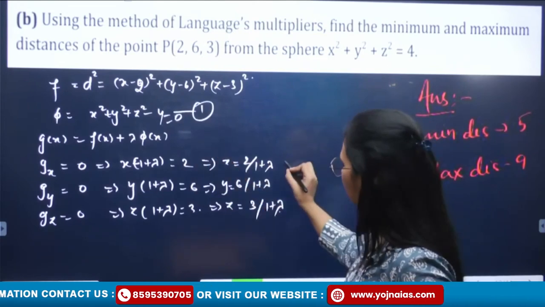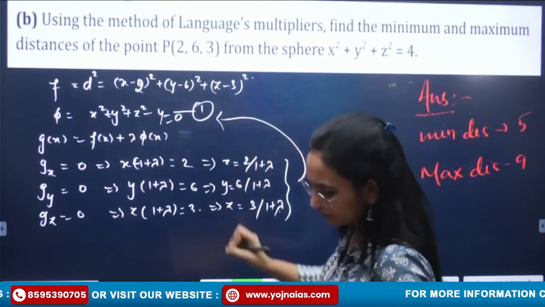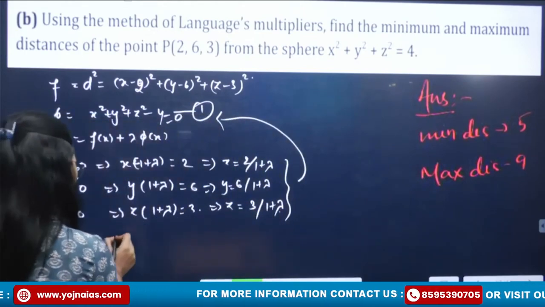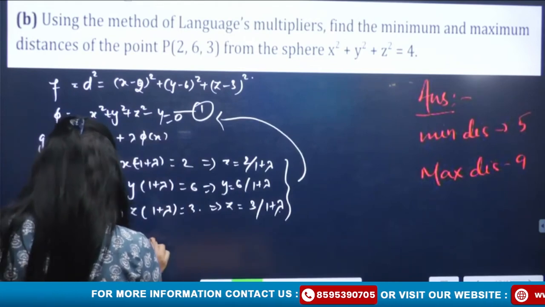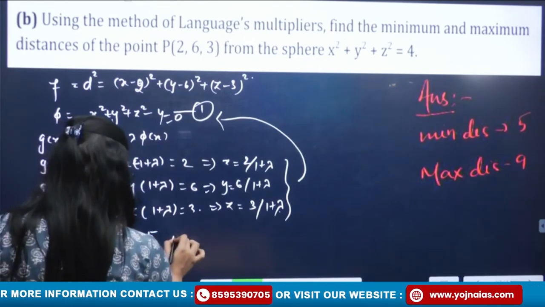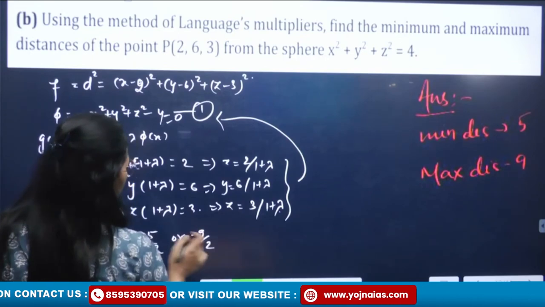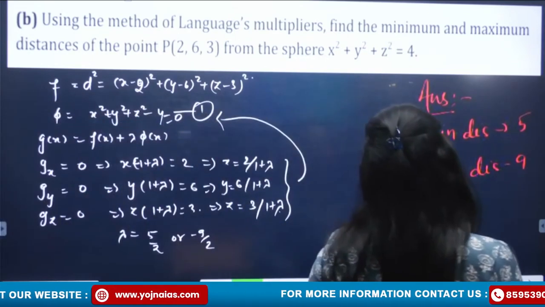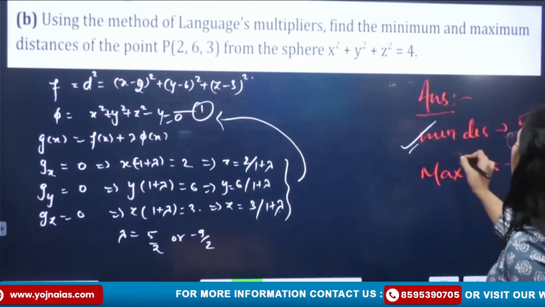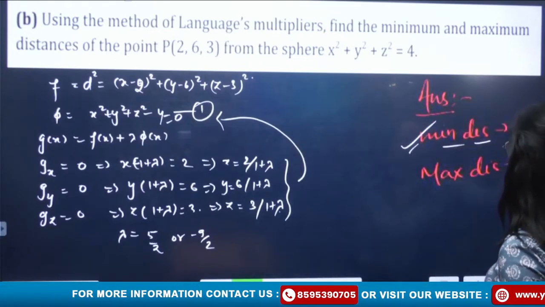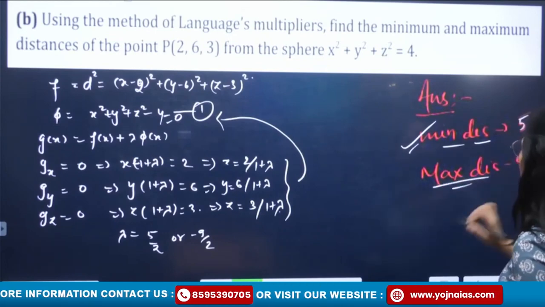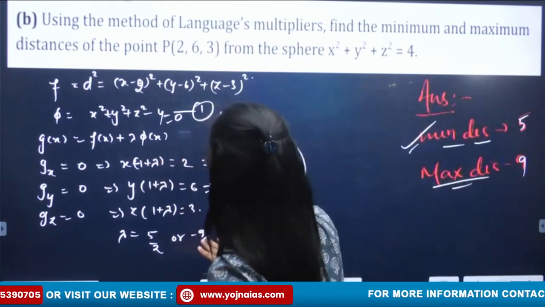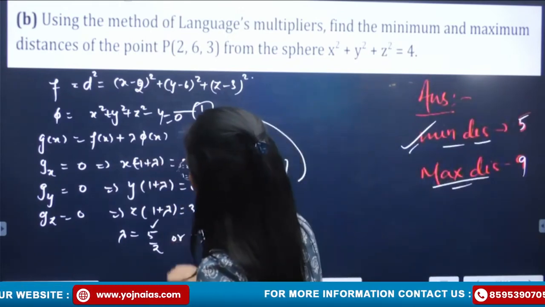And after putting these values of x, y, z into this, you will get values of lambda. Let me write, lambda would be, two values would be there, 5 by 2 or minus 9 by 2. And corresponding to these values, once you will get the maximum value and another time you will get the minimum value. So minimum distance is going to be 5, maximum distance is going to be 9. Okay. Yahan se mil jayenge na in points pe. Wo 5 by 2, ye lambda is equal to 5 by 2 and 9 by 2.